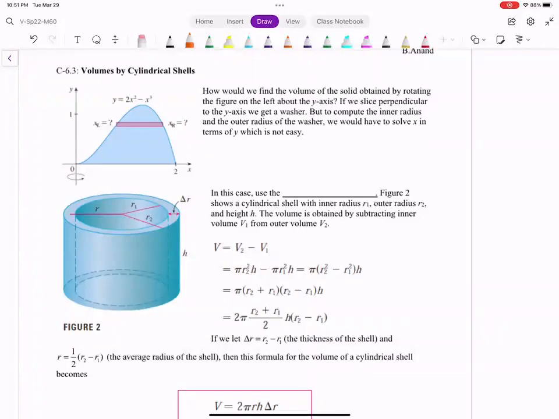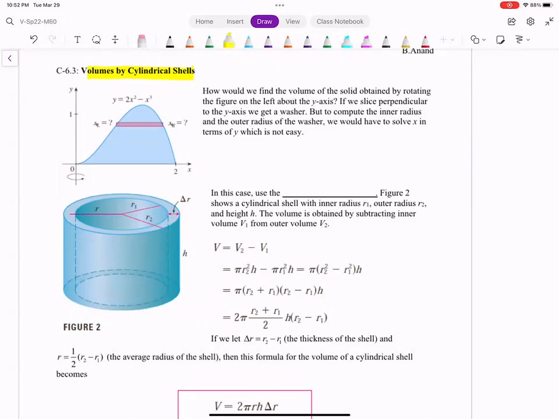Hello everyone, welcome back. In this video, I will be covering section 3 of chapter 6, which is volumes by cylindrical shells. In the last section, section 2, we saw volumes by two other methods, which are the disk method and the washer method. So in this one, we are going to see the third method, which is finding the volume of a solid by the cylindrical shells method.